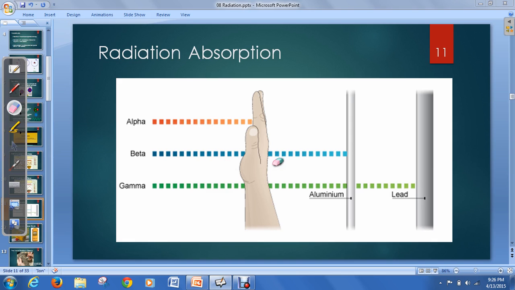The next type is beta radiation. And beta radiation, again, is just an electron, basically. So anything that electricity flows through, a beta particle can flow through. So generally it will flow through your hand because electricity can go through your hand. Usually you need something that is a nice metal to absorb the beta particle. And so any type of metal generally will absorb that energy.